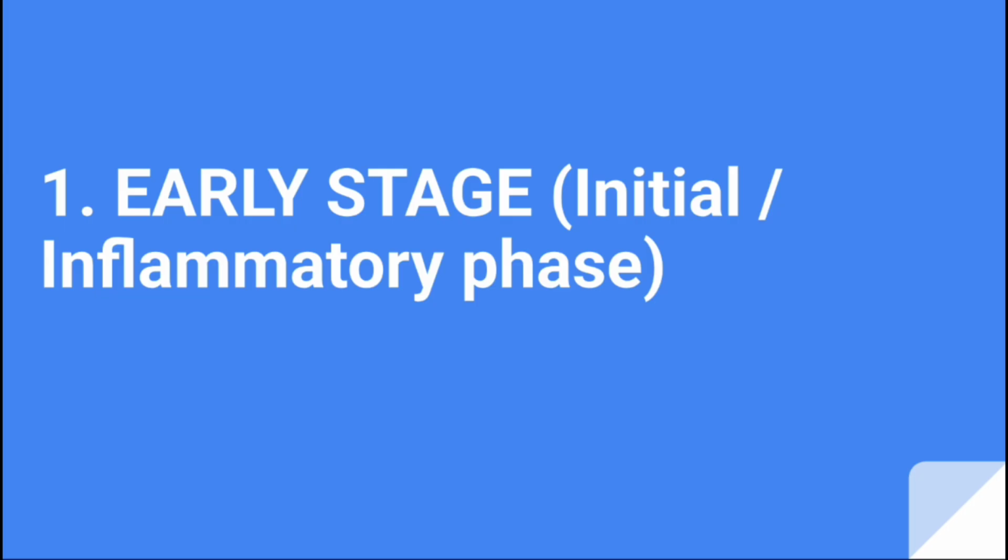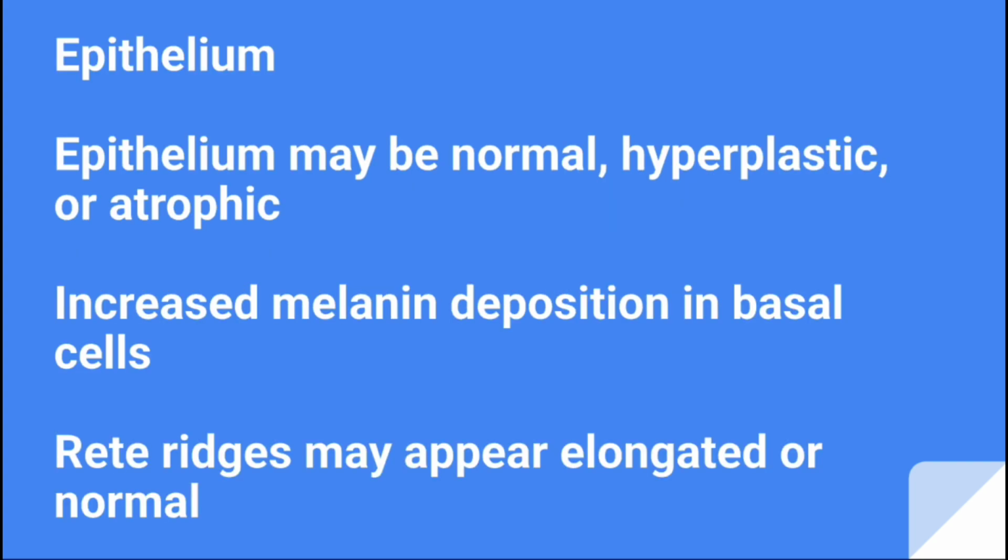So first in histology, what we will see, early stage, initiation or inflammatory phase, how it starts. What are the changes in the epithelium? Epithelium will be normal in the early stage, hyperplastic or atrophic. So what you can see is increased melanin deposition in the basal cells. Rete ridges may appear elongated or normal. Here rete ridges will be elongated.